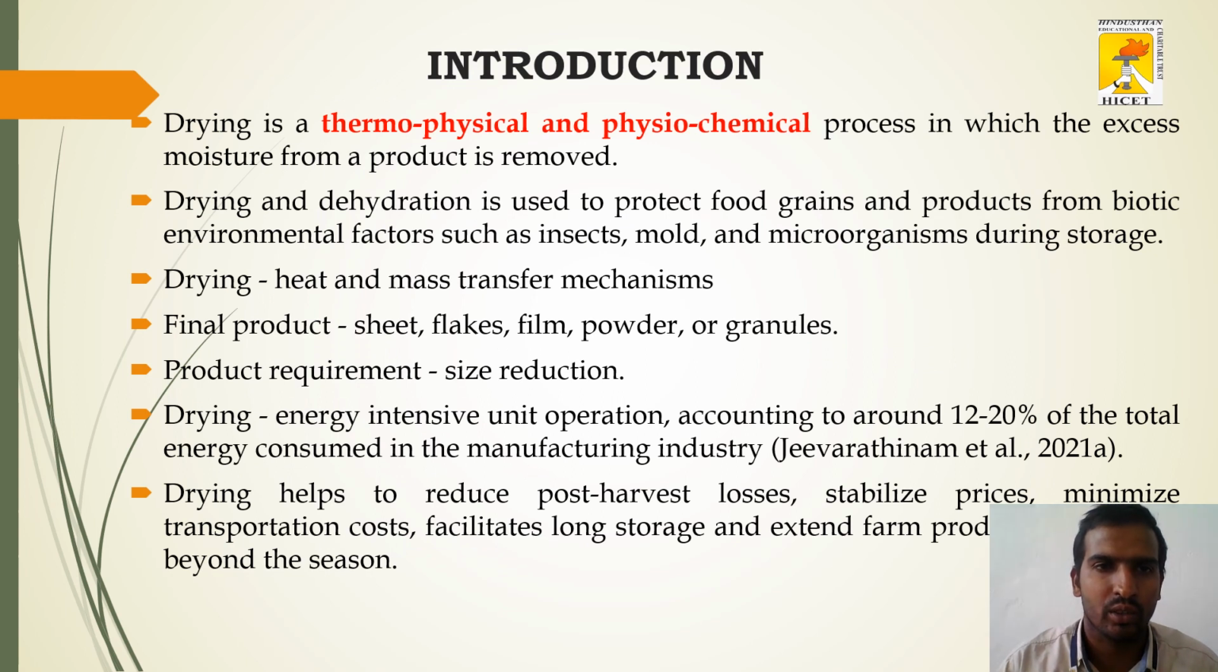Coming to the introduction, drying is a thermal, physical, and physicochemical process in which the excess moisture from a product is removed. If we have a perishable product with a moisture content of 80%, the drying process removes the moisture to a safe predetermined limit, for example from 80% to less than 10%, or 10 to 15%. So drying is an energy efficient process.